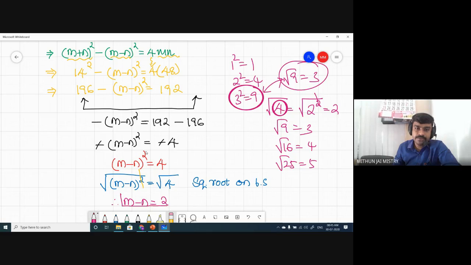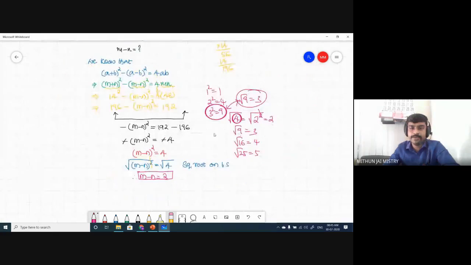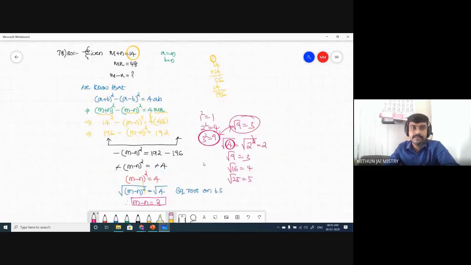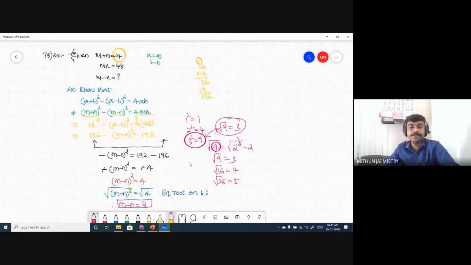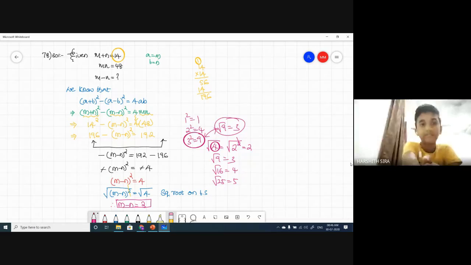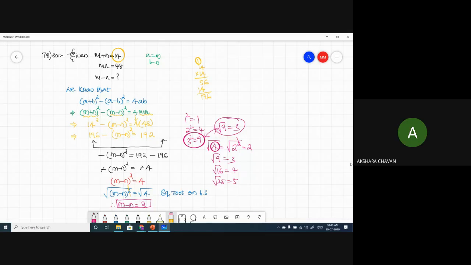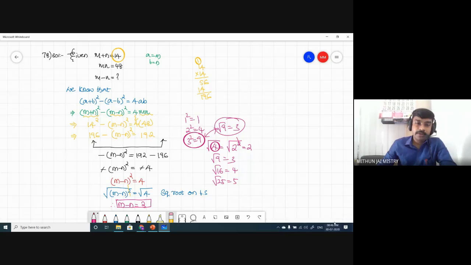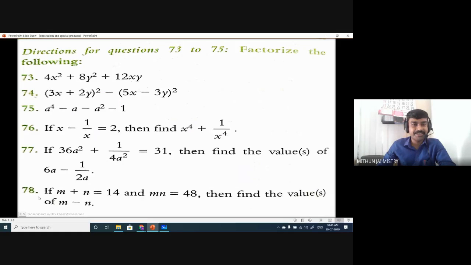Take a screenshot of this solution because we are done. m minus n is asked, and we have found m minus n. This is all rough work, you need not worry about that. Take a screenshot and tell me done, sir. Great. So successfully we have completed the 78th question. We got m minus n as 2.